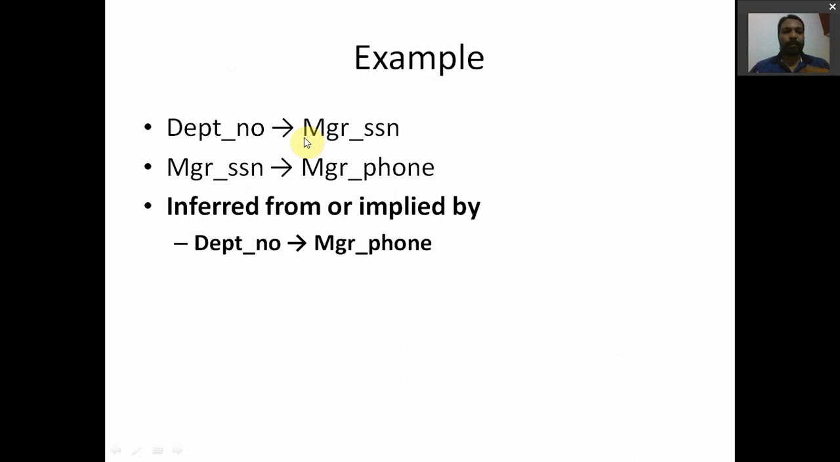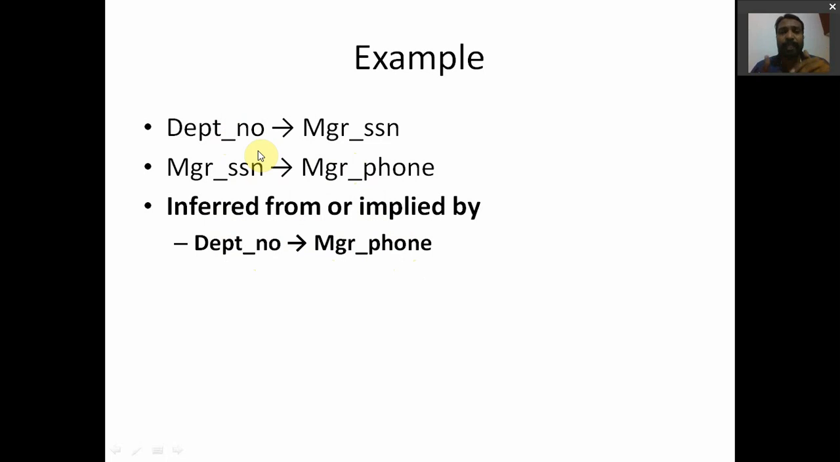For example, we know that the manager SSN is dependent on department number, or department number functionally determines manager SSN value. And we know that manager phone is dependent on manager SSN. So from these two functional dependencies, so this is our F, we can infer a new functional dependency, department number to manager phone.